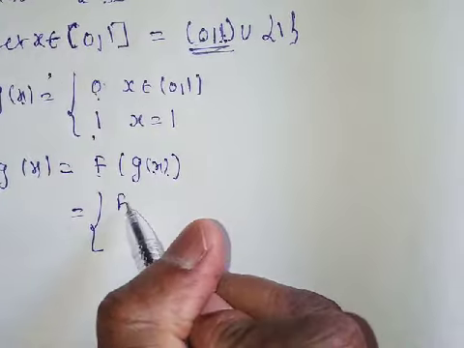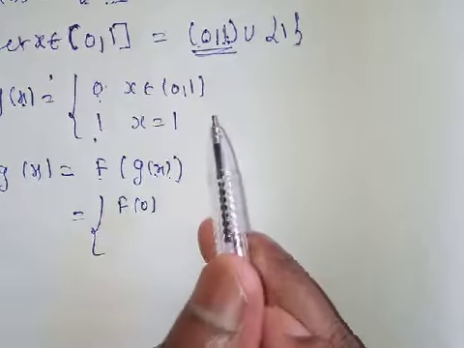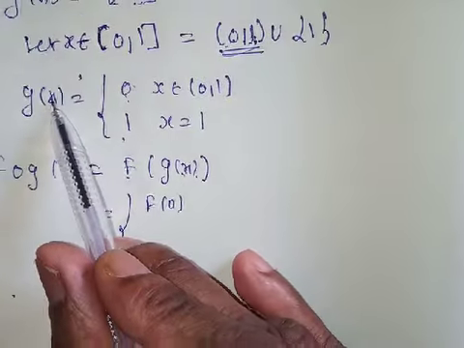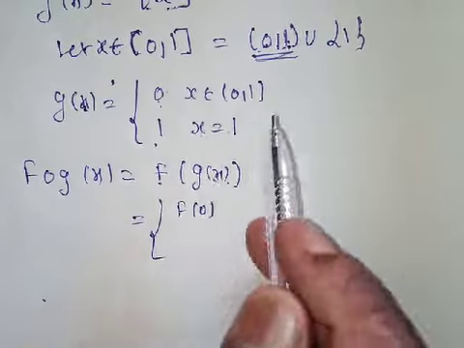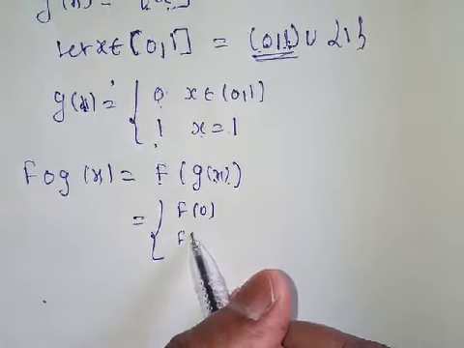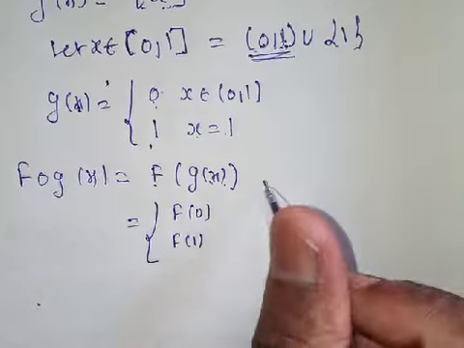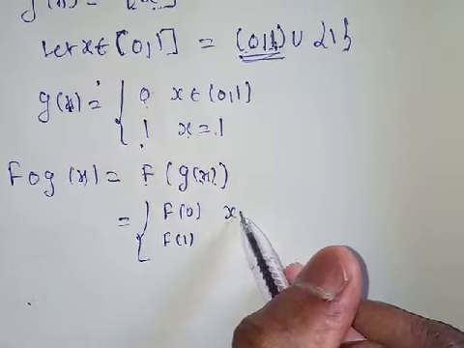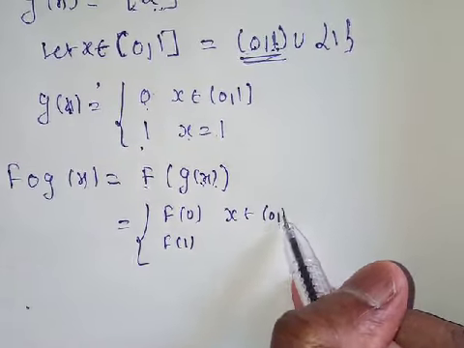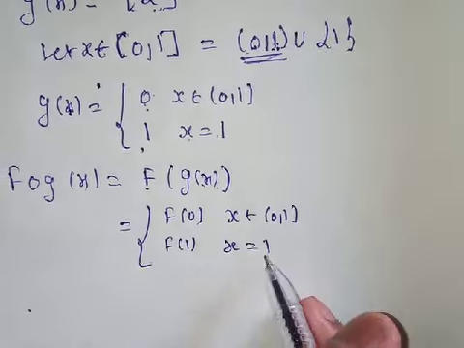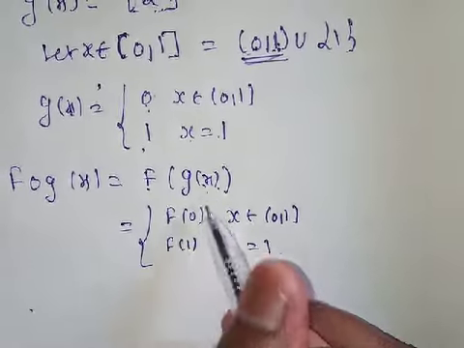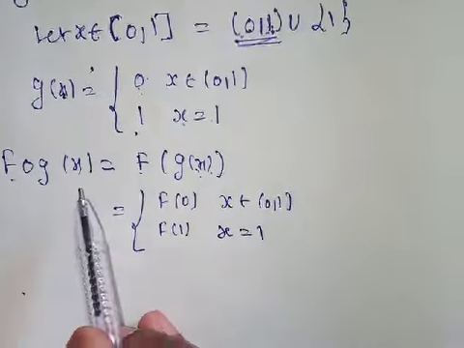So it will become f of 0. And g of 1, when x is equal to 1, is 1. So it will become f of 1. So we will have two functions, one where x belongs to (0, 1) and one where x is equal to 1. So this is the value of fog x.